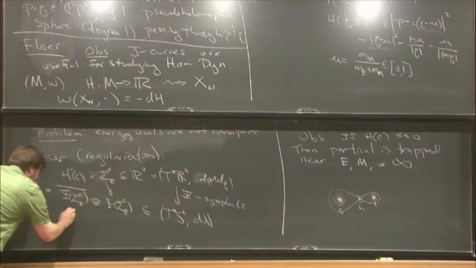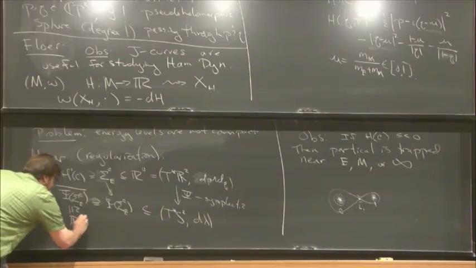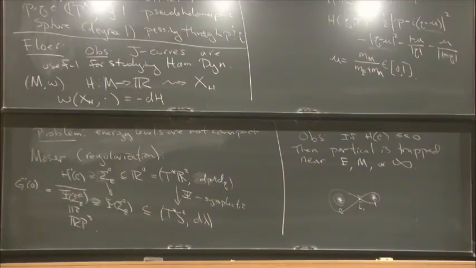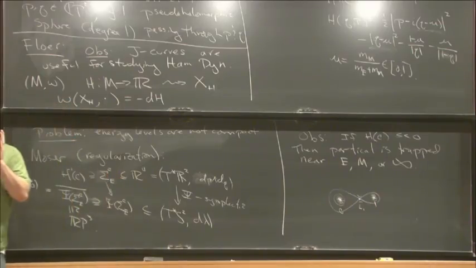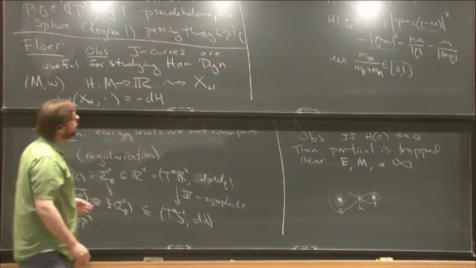And furthermore, it's diffeomorphic to RP3. So now, this is Moser regularization. Now we have this regularized problem where after regularization, our level sets below the first Lagrange point are in fact diffeomorphic to RP3.